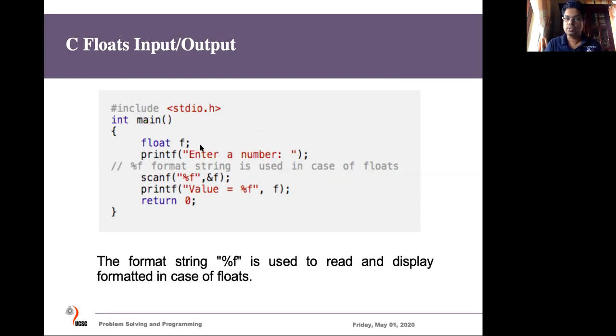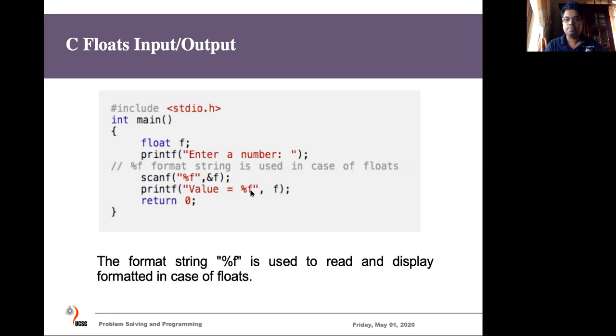In case we want to input a decimal number, or floating point number, what I need to change is only the formatted string in the scanf function. So instead of %d now, I have to put %f. My floating point variable is called f. So I pass the address of the floating point variable to the scanf function, and it reads the decimal number. After we enter that, using the printf function I can print it on the terminal. In order to print it, I again use percentage %f as the formatted string.